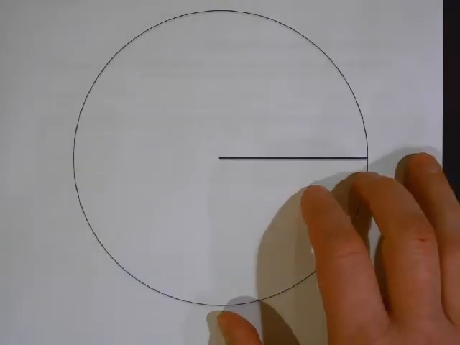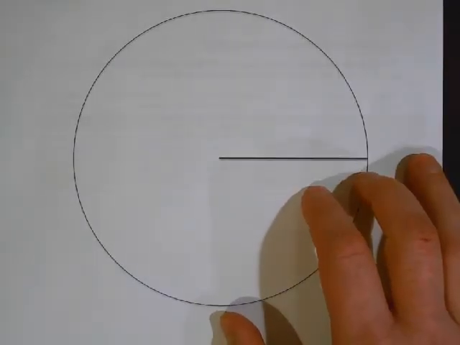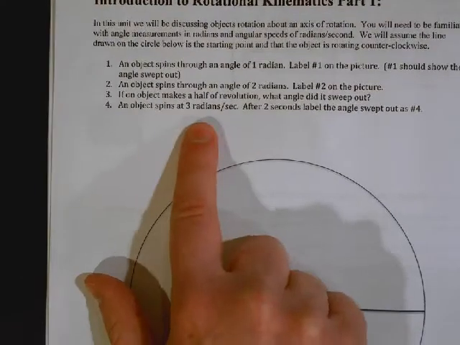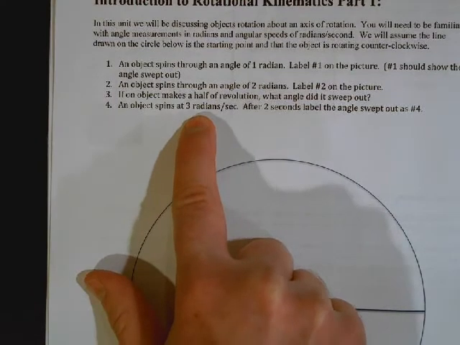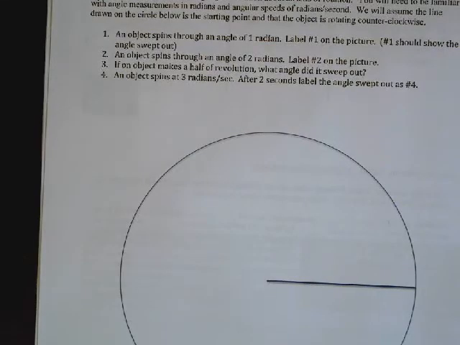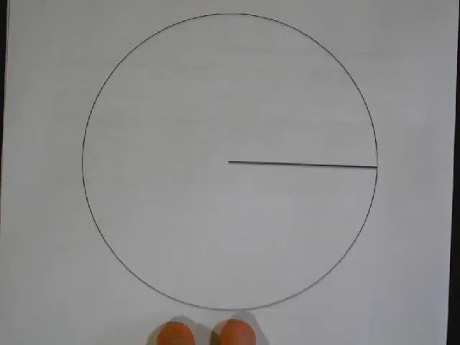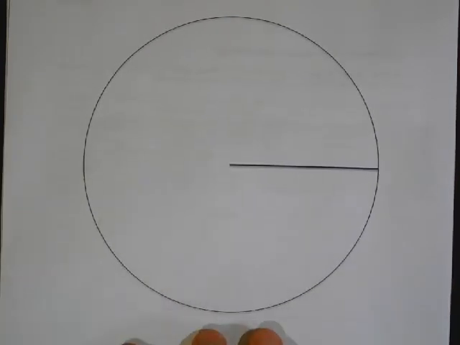It is important that you understand what a radian is. It is important that you understand if something is spinning at, for example, 3 radians per second, what does that mean? Like how much are they actually spinning around? That type of thing.